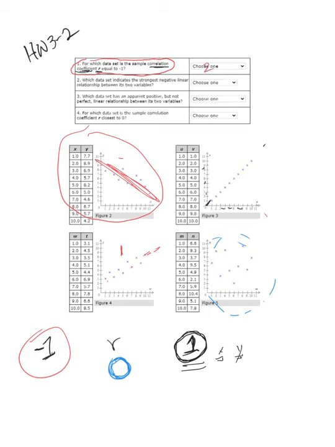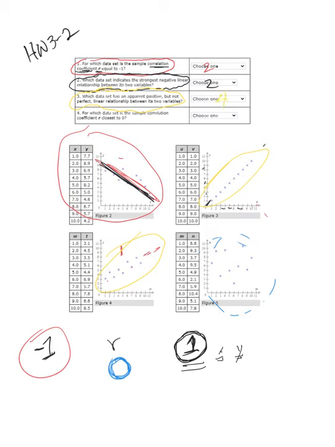Then this next one: which data set indicates the strongest negative linear relationship? Again, I would have to go with 2 again. It's the only one that's got a negative linear relationship. Next, which data set has an apparent positive but not perfect linear relationship? This is what I would say is a perfect linear relationship. So this one is positive, but it's not perfect. And so that's going to be 4.